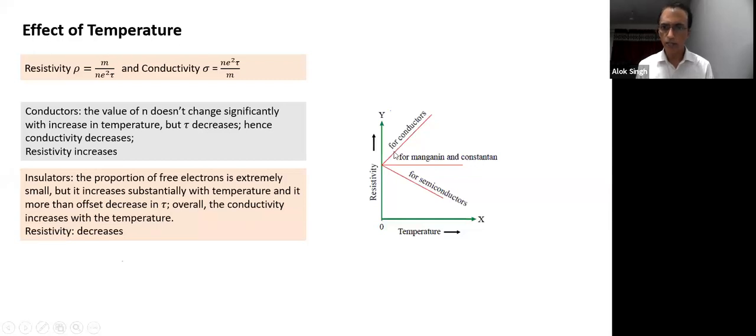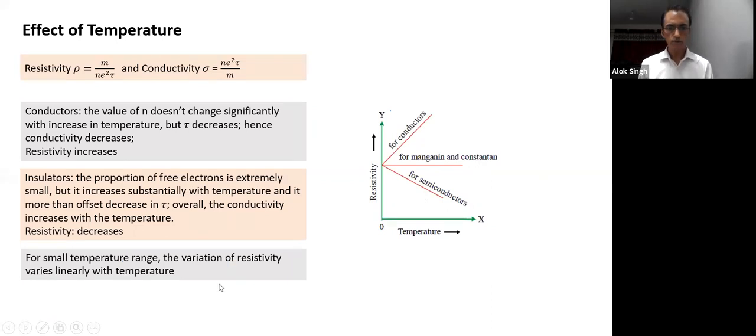What will happen in case of a conductor? As the temperature increases, resistivity increases, resistance increases. In case of a semiconductor, as temperature increases, resistivity decreases and resistance also decreases. For a small temperature range, the variation of resistivity is linear with temperature. So we can write a simple equation in terms of a linear relationship. That's what we'll use next.